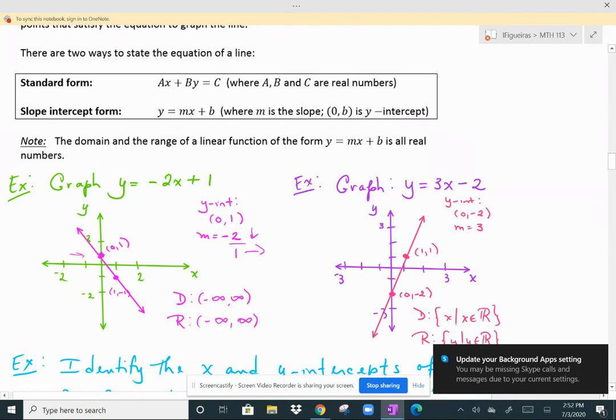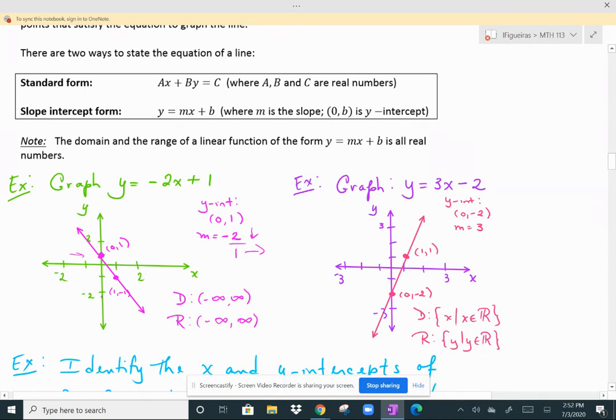I went down 2 units. So I went down 1 unit to 0, another one to -1, and then 1 to the right, and that gave me the point (1, -1). Another way to get a secondary point for a line is to insert any value you want for x, multiply it by -2, add 1, and that would also give you another point on the graph.